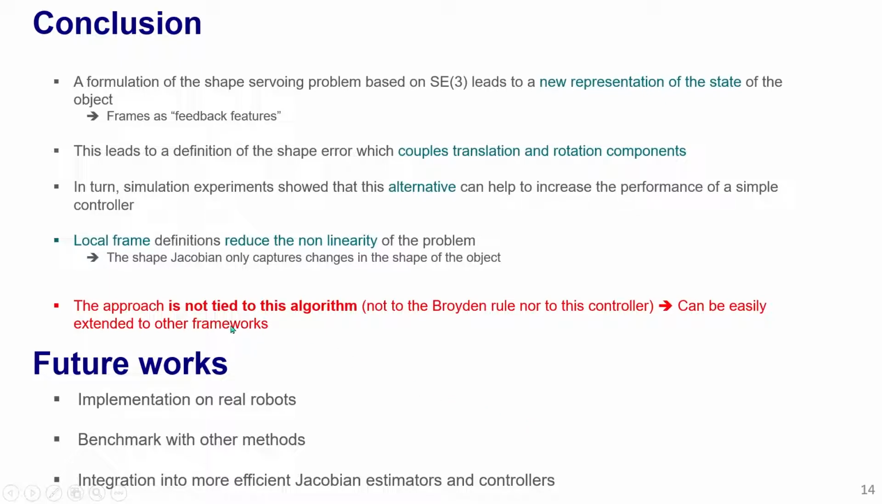To conclude, I would like to highlight that our approach is not tied at all to the Broyden rule, nor to the controller used here, so our method could be easily extended to other frameworks.